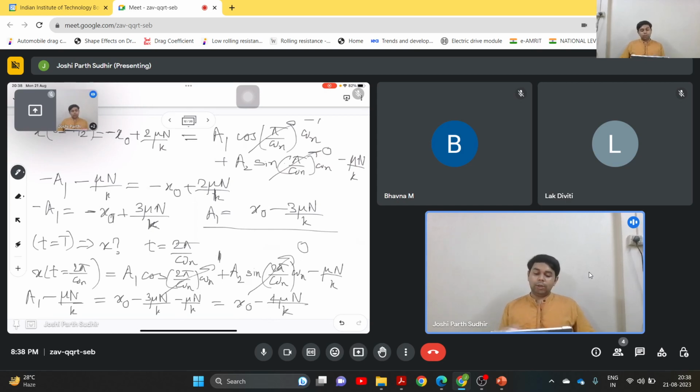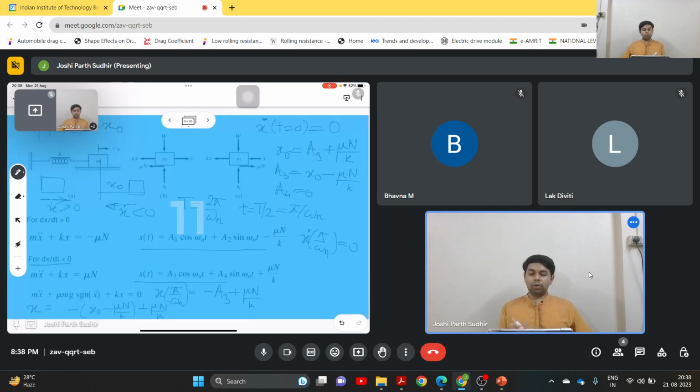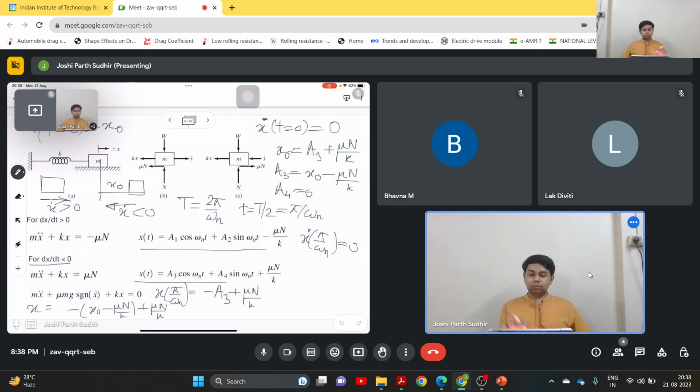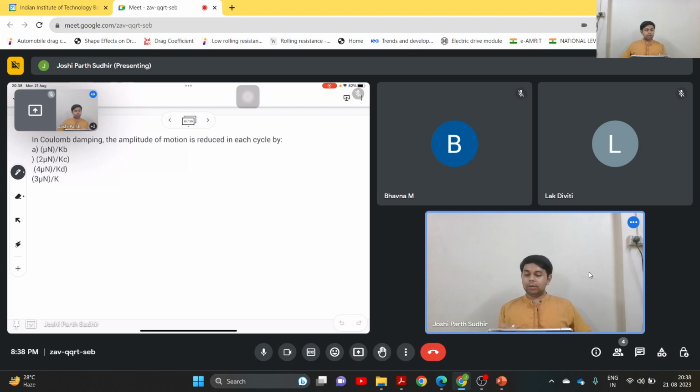So the amplitude reduction in one cycle, so it got reduced. We started with some initial displacement x naught. In one half cycle it reduced by 2 mu n by k, and in one full cycle it reduced by 4 mu n by k. So in every cycle it will reduce by 4 mu n by k. So the correct option is amplitude is reduced in each cycle.